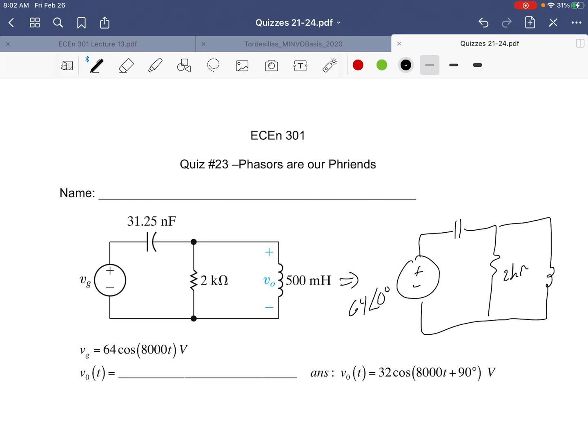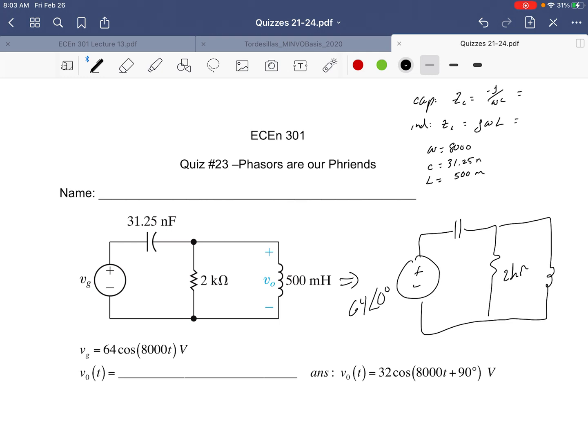Remember, for a capacitor, Z of the capacitor is minus J over omega C. And for an inductor, Z of an inductor is J omega L. In our case, omega is 8,000, the capacitance C is equal to 31.25 nanofarads, and L is equal to 500 millihenries.